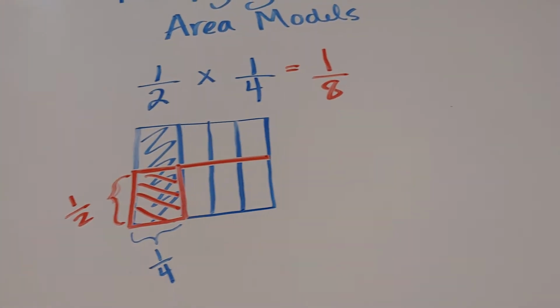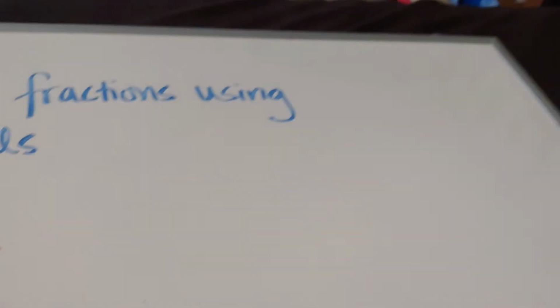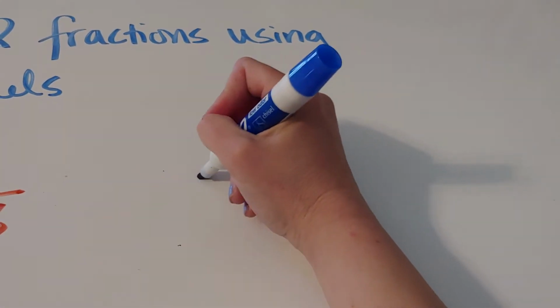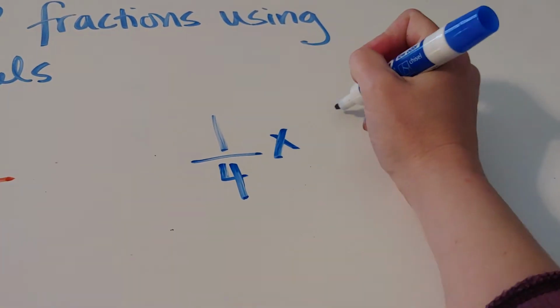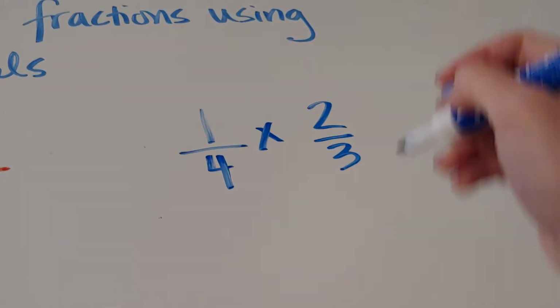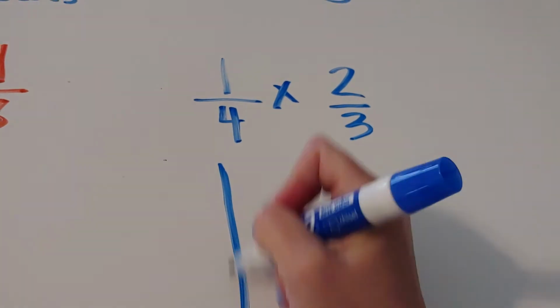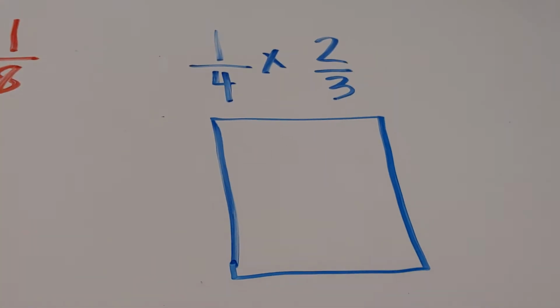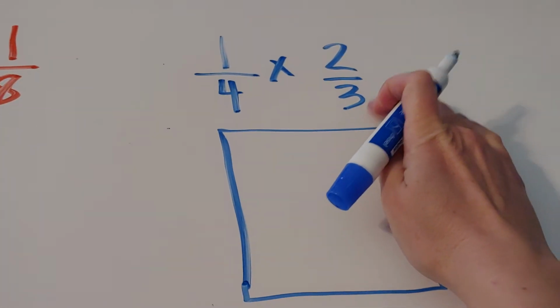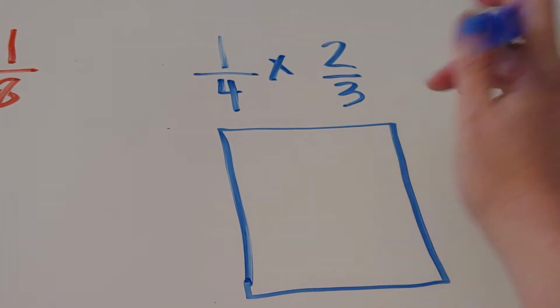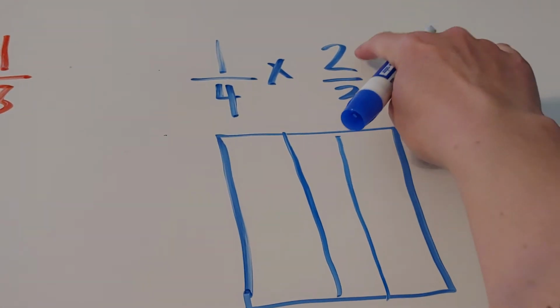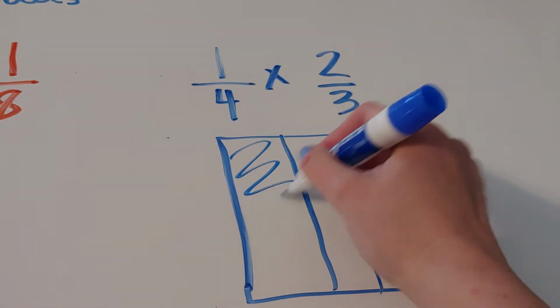All right, let me show you a second example. So if I try it again, and let's say now I have 1/4 times 2/3. Okay, so again, I'm going to start with my squatty rectangle, square-like shape. And again, I'm going to start with this one. So I'm going to cut it into 3 vertical pieces. I'm going to shade 2 out of the 3.